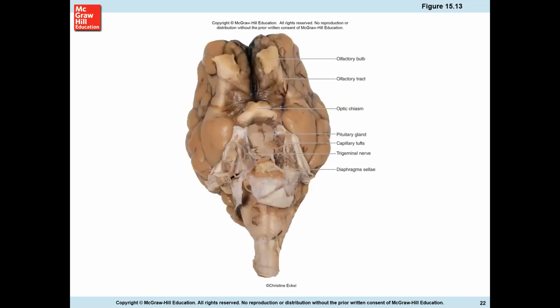Inferior view, again, you could see the same things, basically. I'm not going to ask you about the diaphragma sellae. That's just a portion below the pituitary. But trigeminal nerve, you should know, off of the pons. Pituitary gland. Optic chiasm is probably the easiest thing. There, an olfactory bulb. Can't miss that. Remember, this is the frontal lobe. This is temporal.